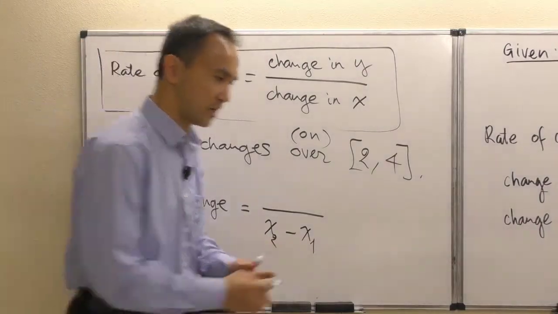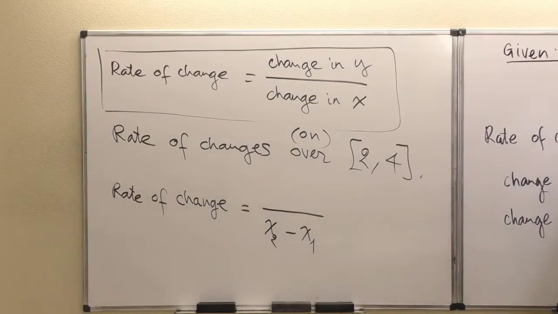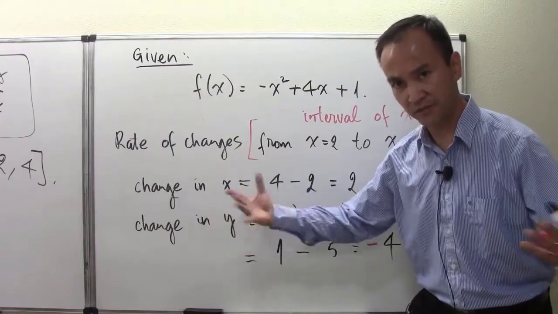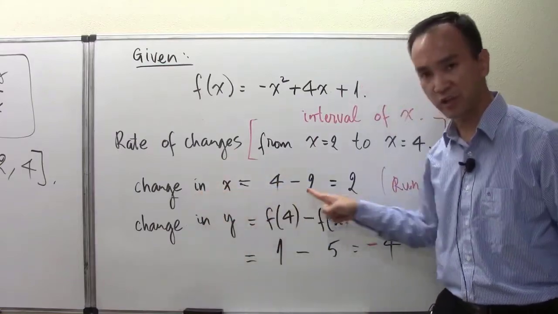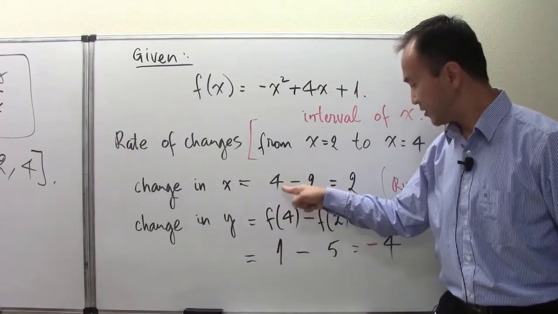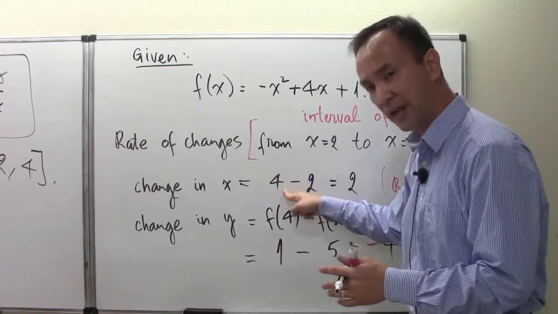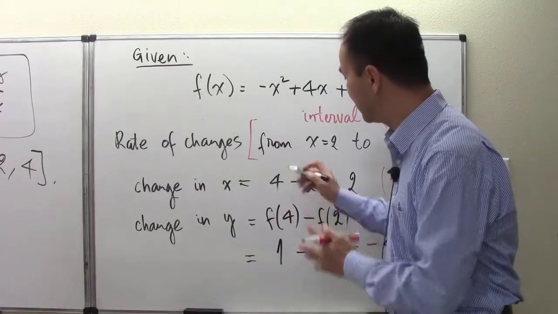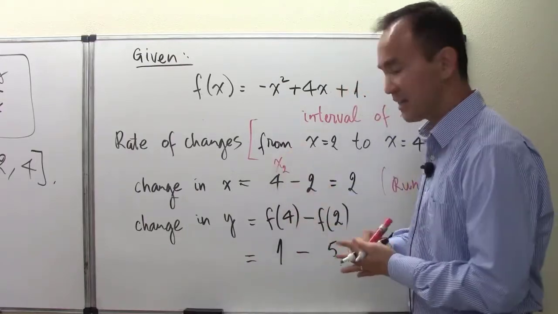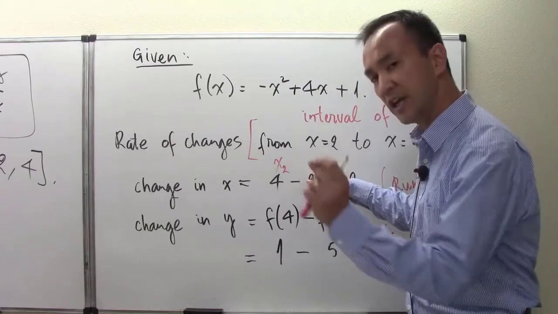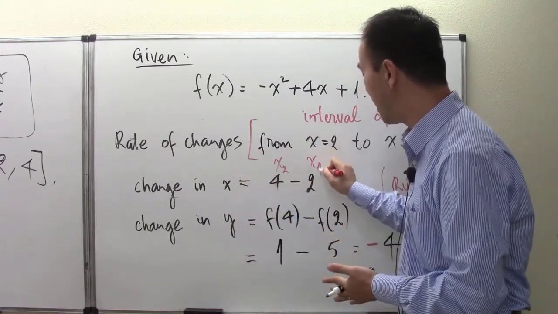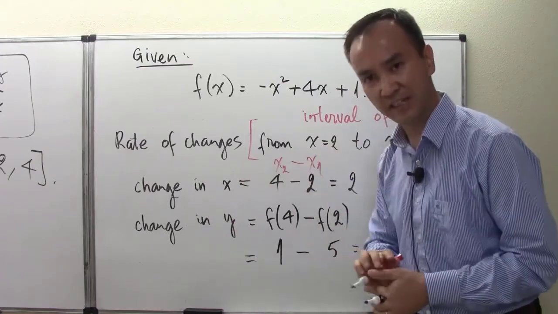I did this work here when I had to teach the fundamentals earlier. I calculated the two values, the change in x and the change in y, separately. So if 4 here is the final x, this is now x2. And if this 2 right here is the initial input, the initial x, that was x1. That's the whole idea behind the scenes right there.